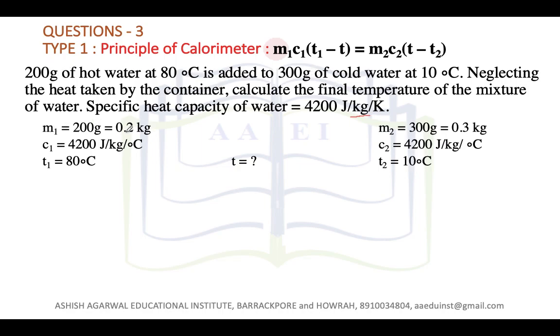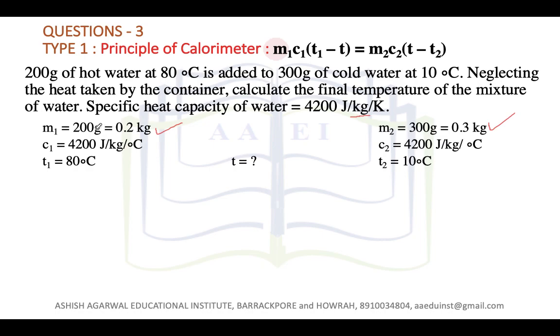So in the first thing only we have done 200 gram, that is the hot water parameters, m1 200 gram, and there we have converted this into kg. So 200 upon 1000 will give you 0.2 kg. That is the first mass we have converted in kg. Here on the right hand side as well, we have 300 gram of cold water, that also we have converted into kg. So 300 upon 1000 will give us 0.3 kg. That was the only conversion we wanted.